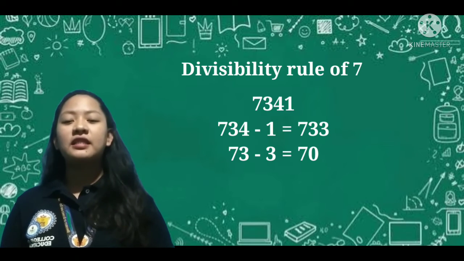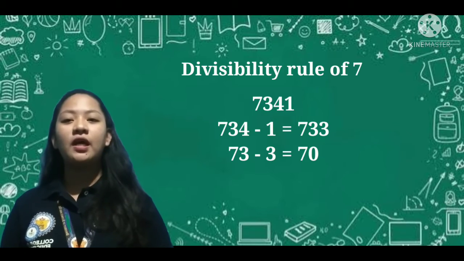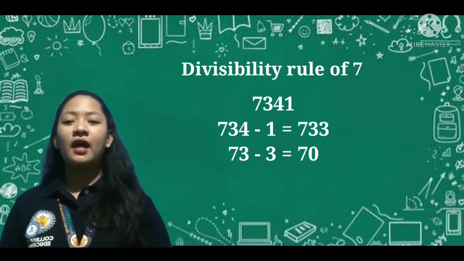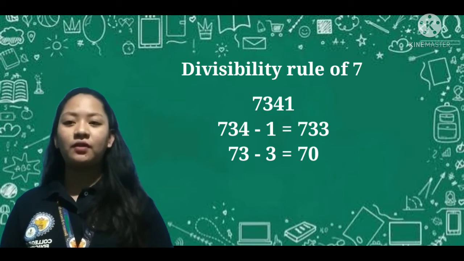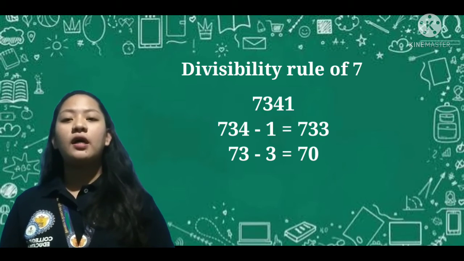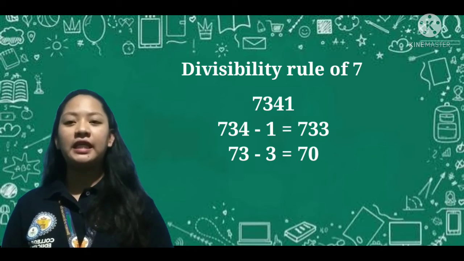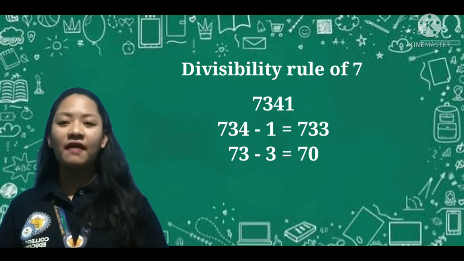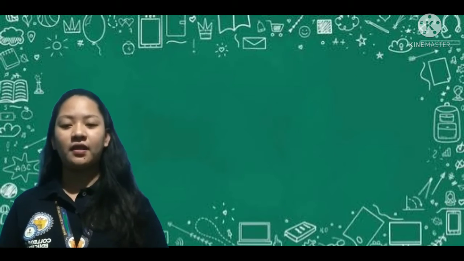Another example is 7,341. The last digit is 1, so 734 minus 1 equals 733. Since 33 is not divisible by 7, we have to repeat the process. The last digit of 733 is 3, so 73 minus 3 equals 70. Since 70 is divisible by 7, then 7,341 is divisible by 7.